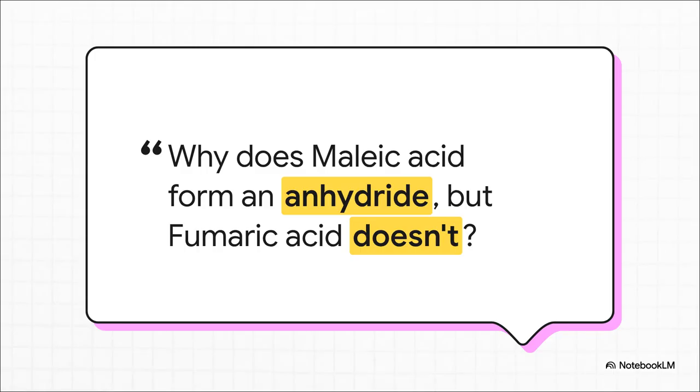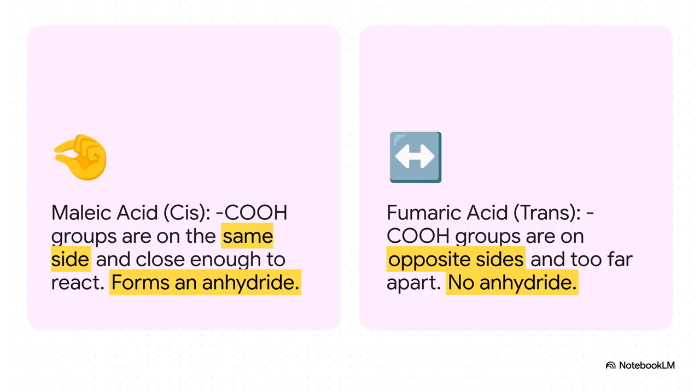Well, here is a fantastic application question. Maleic acid and fumaric acid are geometric isomers of each other. But, as you'll see, their 3D shape has a direct impact on their chemical reactivity. This question is a classic test of whether you really get the difference between cis and trans. The entire answer boils down to one simple idea: proximity.